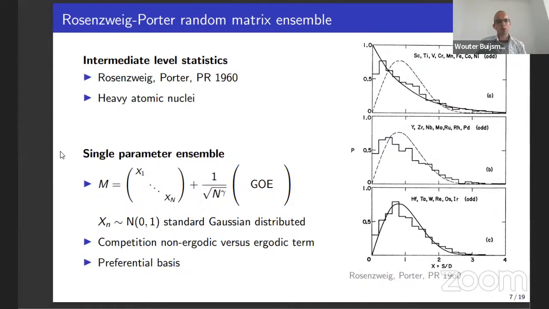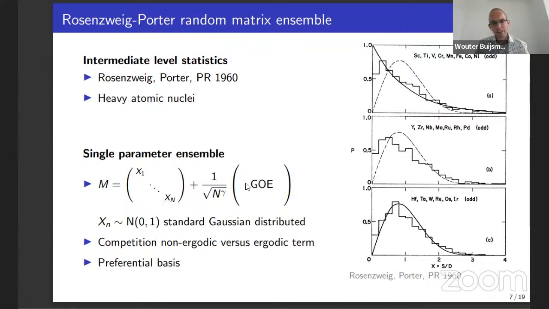And what they did, they proposed a random matrix ensemble to describe this type of intermediate level spacing distributions. And this is what they came up with. The ensemble consists of matrices which are the sum of two terms. On the one hand, you have a diagonal term with independent elements. So if you just ignore the second term for the moment and study the level statistics of this system, you get Brownian level statistics.